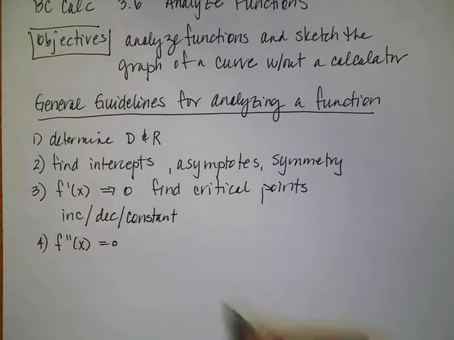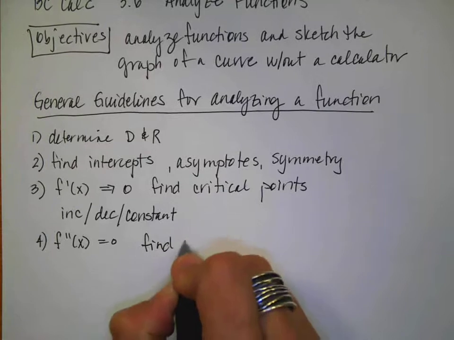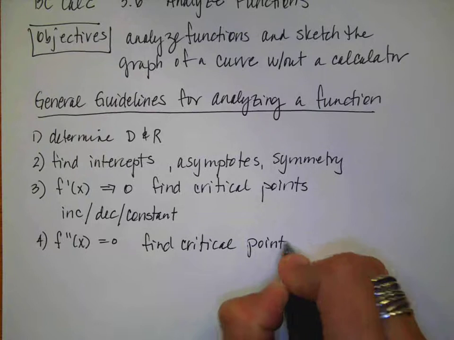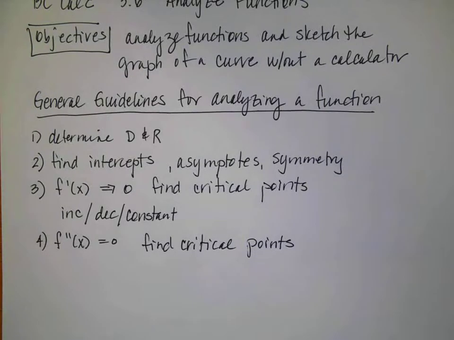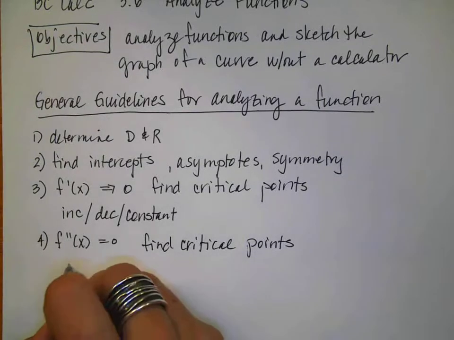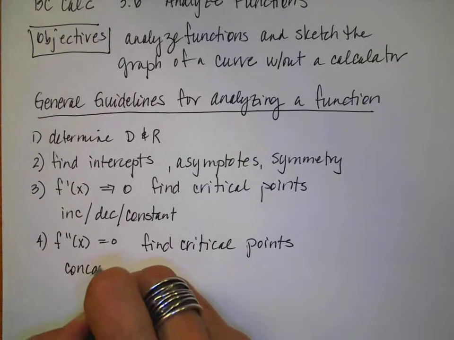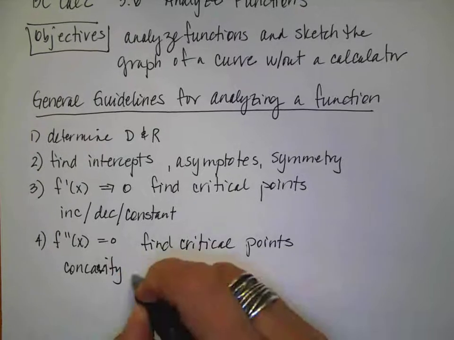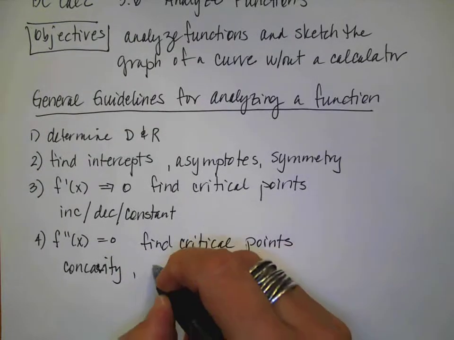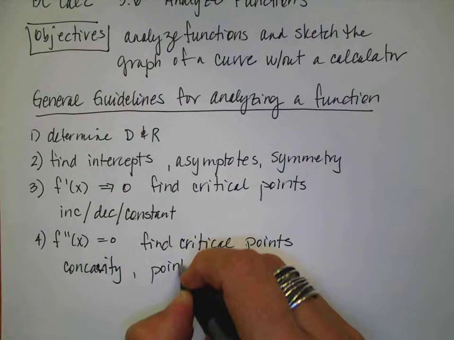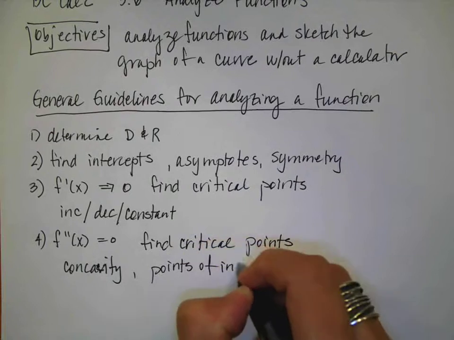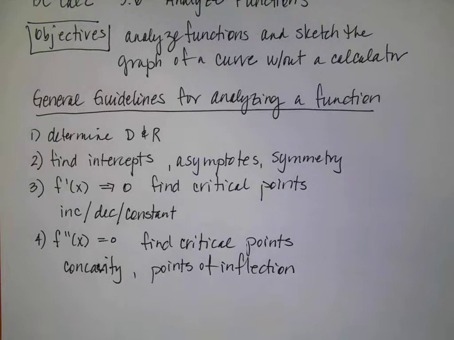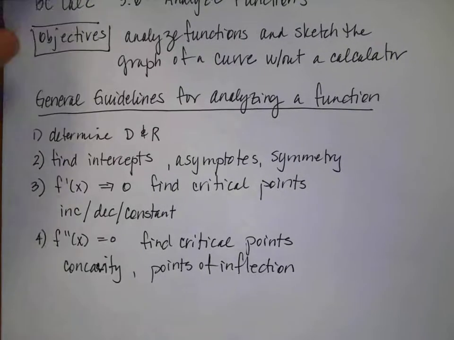Okay. And then the next one obviously would be to do the second derivative test. We're going to also set it equal to 0 and find those critical points in case there are some that are different. And remember that our second derivative test is going to be used to find intervals of concavity. We're also going to be looking for points of inflection. And then we'll take all of this information and use it to help us solve a problem.